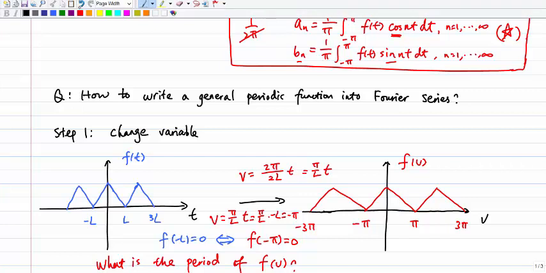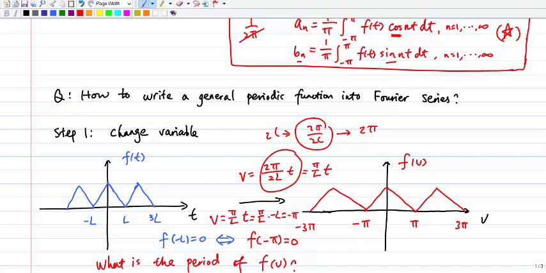This is fundamental to say. The reason I do this is because I want to augment my 2L by this, so I end up having 2 pi as my fundamental period. That's the reason I do this.